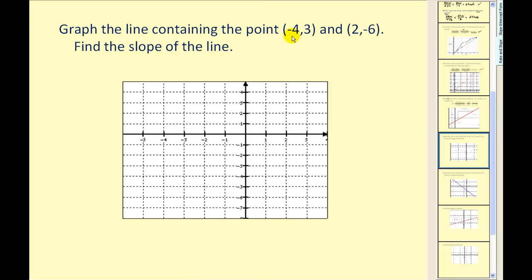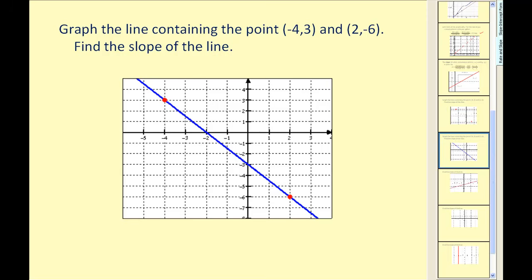Graph the line containing the points (-4, 3) and (2, -6). So (-4, 3) and (2, -6). So we want to graph the line through those 2 points. That would look like this. And now we want to find the slope of this line. So let's call these the 1's, x1, y1, and we'll call these the 2's, x2, y2. Remember our formula for slope is equal to y2 minus y1 divided by x2 minus x1.